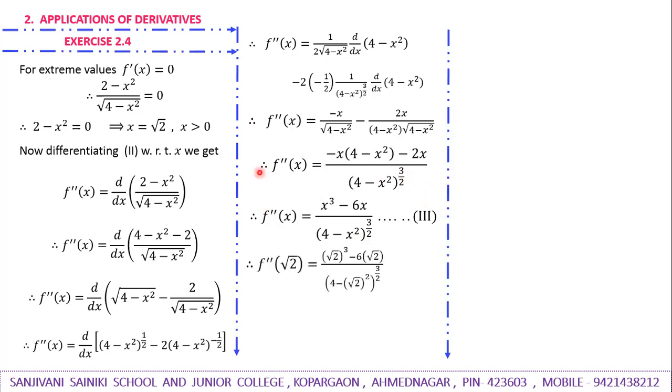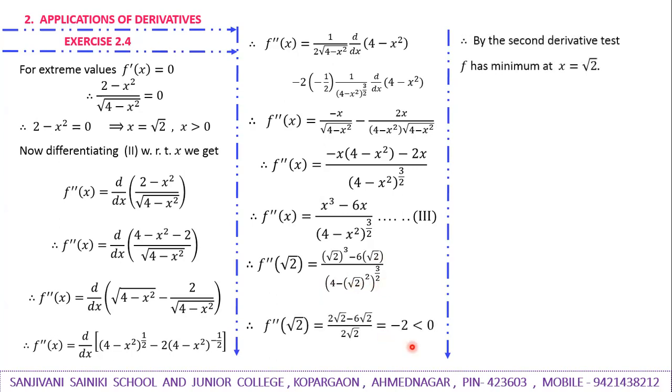Now we will check the sign of this second order derivative at x is equal to root 2. So put x is equal to root 2: cube minus 6 times root 2 upon 4 minus root 2 square raised to 3 by 2. So the value is minus 2, which is less than 0. So as the second order derivative is less than 0, by using second derivative test, we can say that f has a minimum value at root 2.